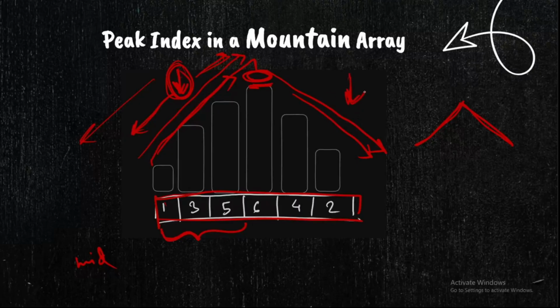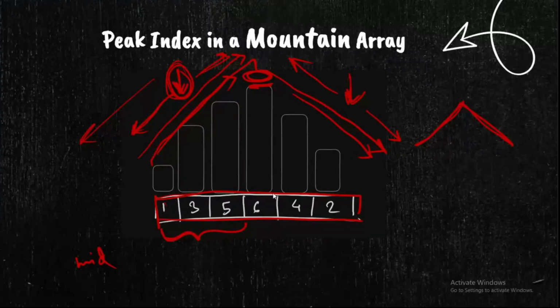If the mid falls at this point, then there is no point in going to the right. The only logical solution is going to the left, because on the left the array values are increasing. So the clear-cut answer is that where the array values are increasing, we need to go in that direction, because that way we are going to find the peak element. And this logic we are going to use to write the binary search.